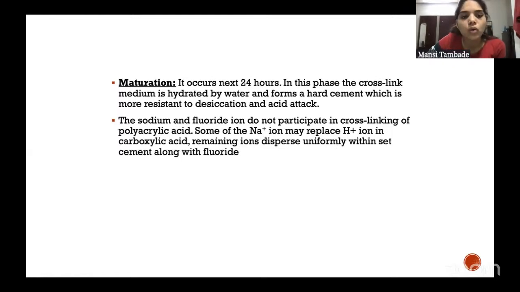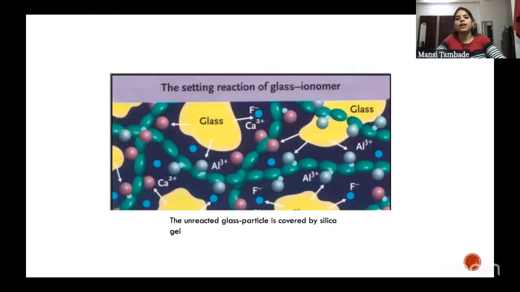In this phase, the cross-linked medium is hydrated by water and forms a hard cement which is more resistant to desiccation and acid attack. The sodium and fluoride ions do not participate in cross-linking of polyacrylic acid. Some of the Na plus, that means sodium ions, may replace hydrogen ions in carboxylic acid. The remaining ions disperse uniformly within the set cement along with fluoride. So this is how the reaction takes place.